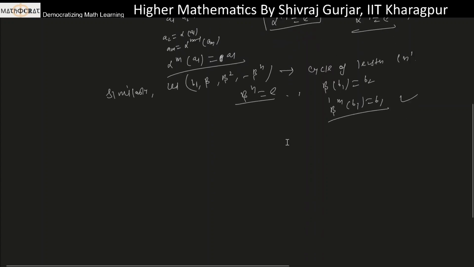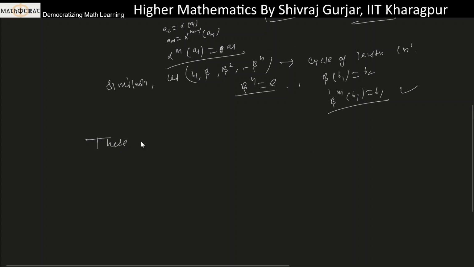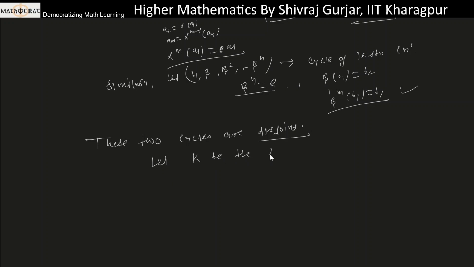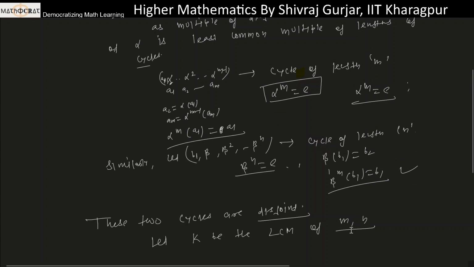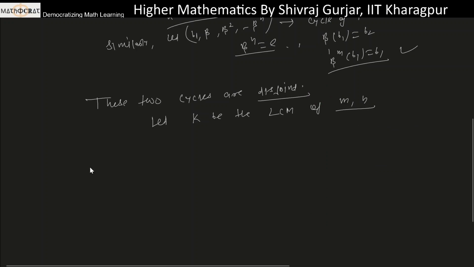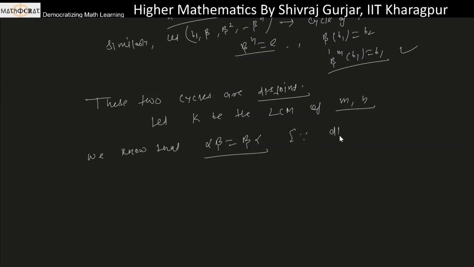Okay. These two cycles are disjoint. Okay, that means there is no element common between them. Okay. And the lengths of these cycles are m and n. Okay. Let k be the least common multiple of m and n. So look, least common multiple means k will be a multiple of both m and n. Okay, now look, we know that alpha beta equals beta alpha, because disjoint cycles commute. Okay, disjoint cycles commute.